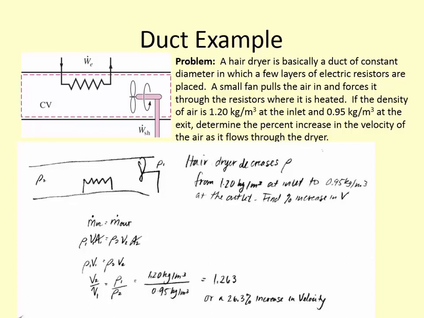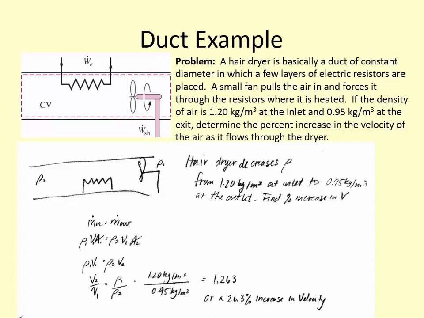Is the velocity the same? It's increasing, right? We're supposed to find the percent increase. So the density changes. We're given those values. The velocity changes. Does the area change? No. We can assume that the cross-sectional area is the same, so that can cancel out of the equation.